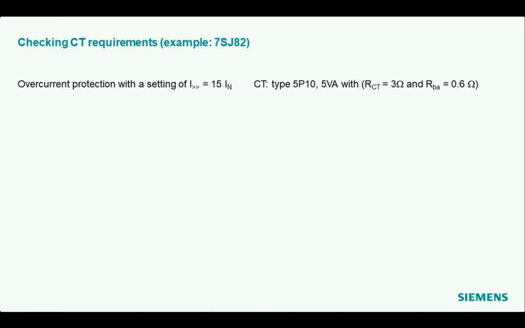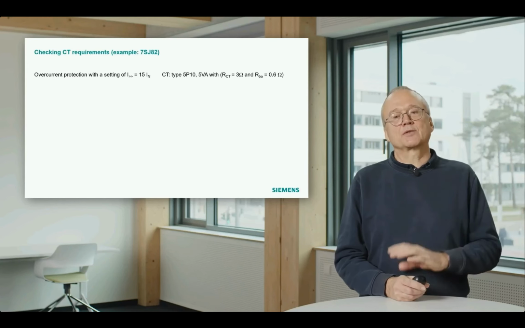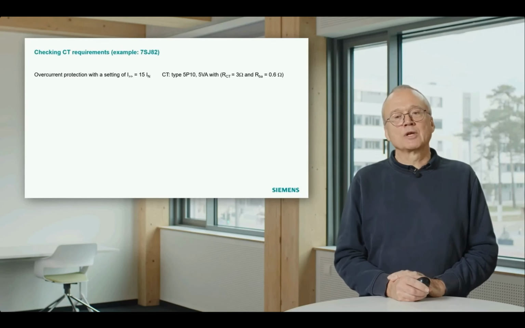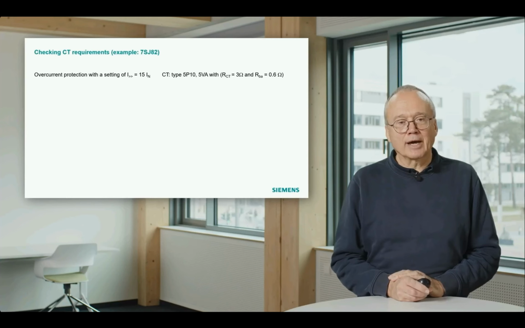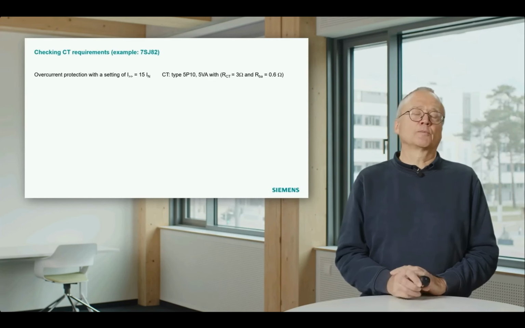And in this case, we have a current transformer. You see it's a smaller one, 5P10. That means the rated accuracy limiting factor is 10 and only 5 VA. And we assume that this CT has a winding resistance of 3 ohms, and we assume that our actual burden is pretty low, only 0.6 ohms.